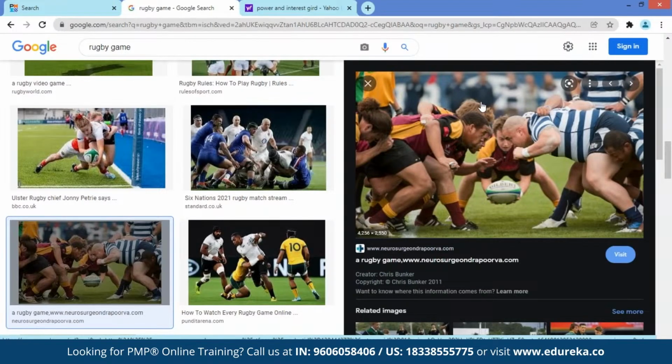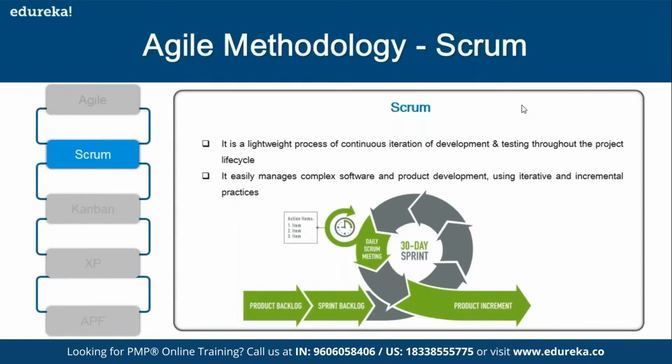If you look at even the name, the name has come out from the philosophies of the rugby game. So it's a lightweight process of continuous iteration. You're going to run a 30-day sprint, usually 3 to 4 weeks.